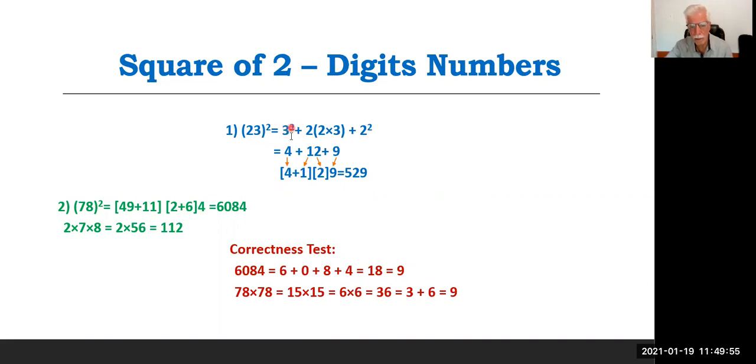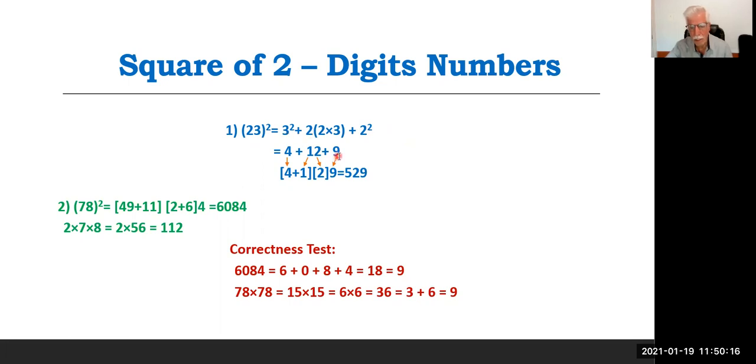This is here, right here. Then we will multiply 2 and 3 and multiply the result by 2. 2 into 3 multiplied by 2. And then find the square of number 2, as it is here. Okay.